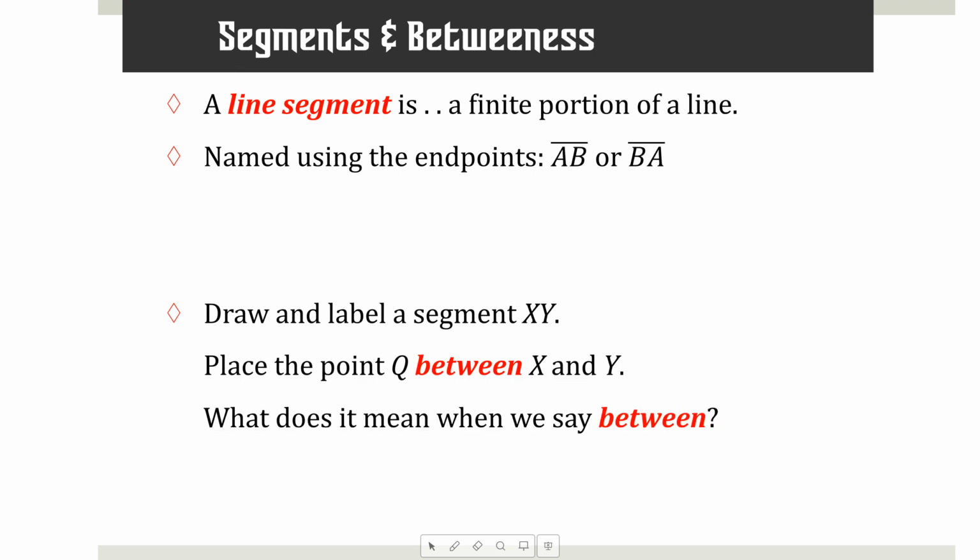So it looks something like, where's my segment? There it is. Got to use the endpoints. Even if there are other points on that line segment, when you name it, you've got to use the endpoints. Okay, so on that segment that you drew in your notes, please label it XY, and then put a point Q between X and Y.